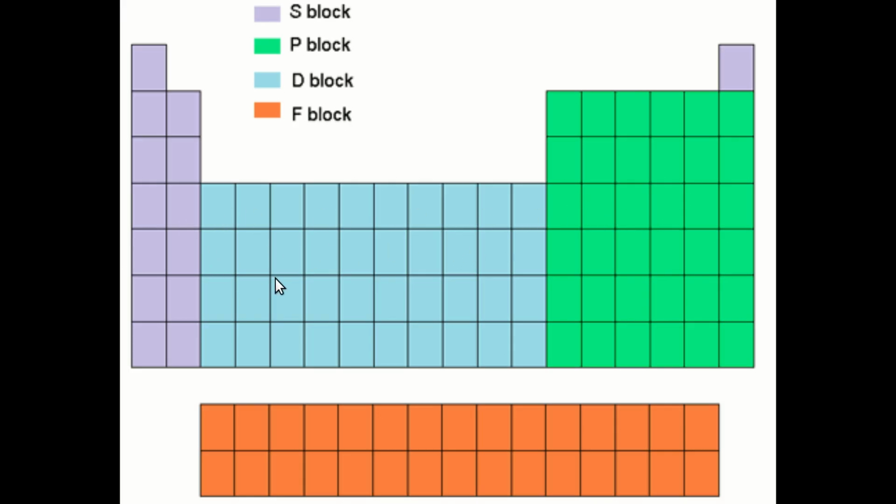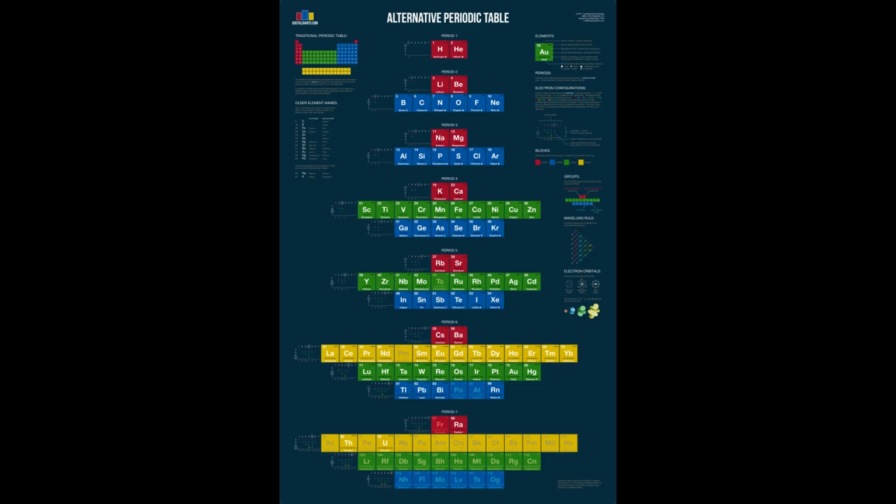Okay, so that is actually what I've done in my alternative periodic table, and it ends up looking like this. So instead of each period having its own row, I've grouped the periods together into sections like here.